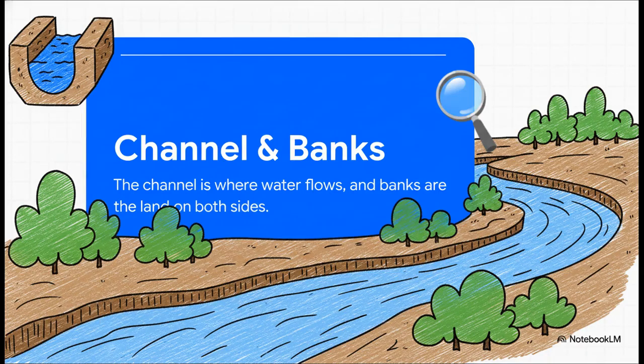As that water travels, it creates a channel and banks. The channel is the deepest part, kind of like a natural pipe where the water flows. The banks are the dry land right next to the water on both sides. They act like walls, safely guiding the river as it moves along.